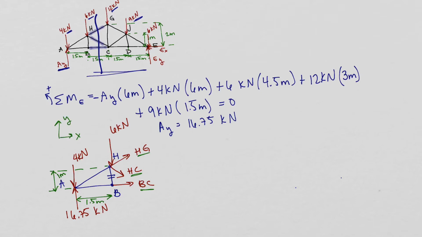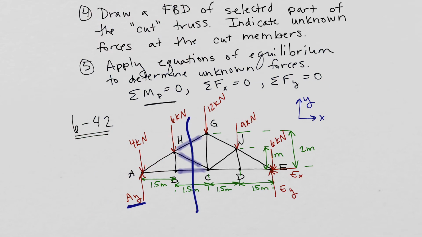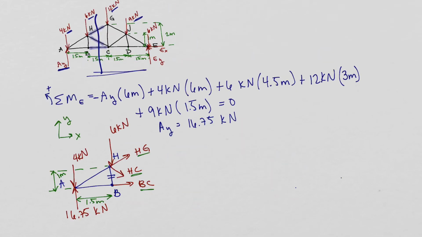So now we have 3 equations and 3 unknowns, so we need to apply those equations of equilibrium to the problem. And this is step 5, so this is the final step. So we can sum the moments about a certain point, and usually you pick the point that you have the most unknowns about. So we have HG and HC are 2 forces at point H, so I'm going to do the moment about point H equals 0.